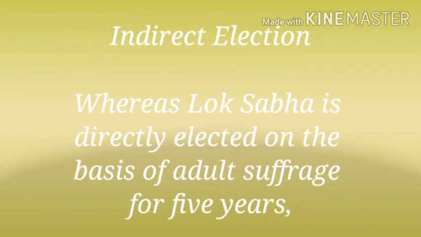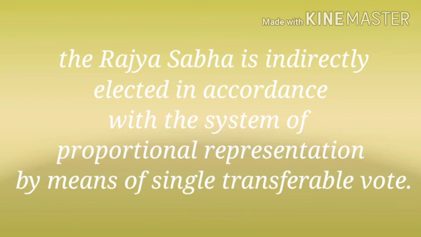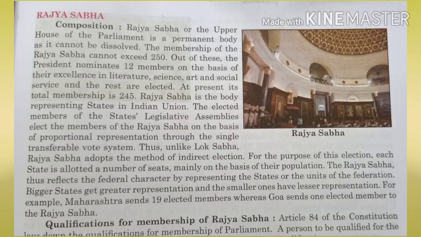Indirect election. Whereas the Lok Sabha is directly elected on the basis of adult suffrage for 5 years, the Rajya Sabha is indirectly elected in accordance with the system of proportional representation by means of a single transferable vote. For the purpose of this election, each state is allotted a number of seats, mainly on the basis of their population. Bigger states get greater representation and the smaller ones have lesser representation. For example, Maharashtra sends 19 elected members, whereas Goa sends just 1 elected member to the Rajya Sabha.